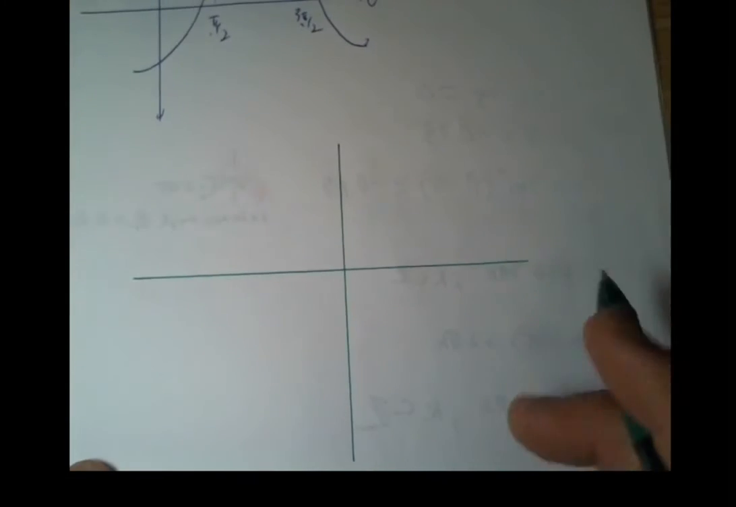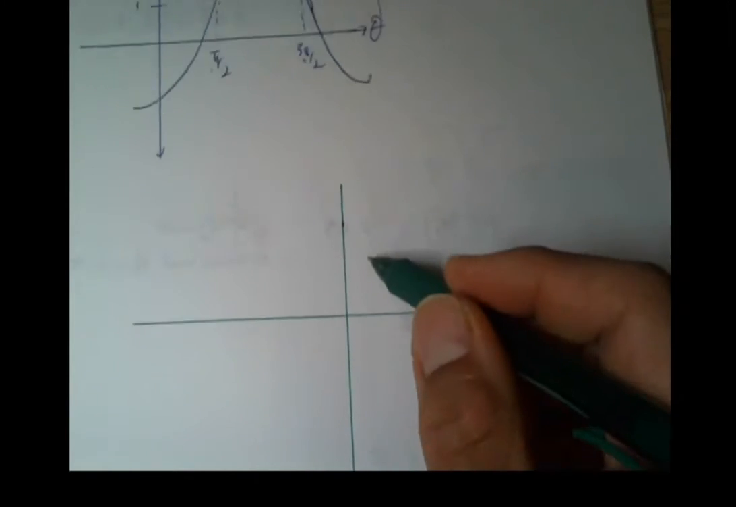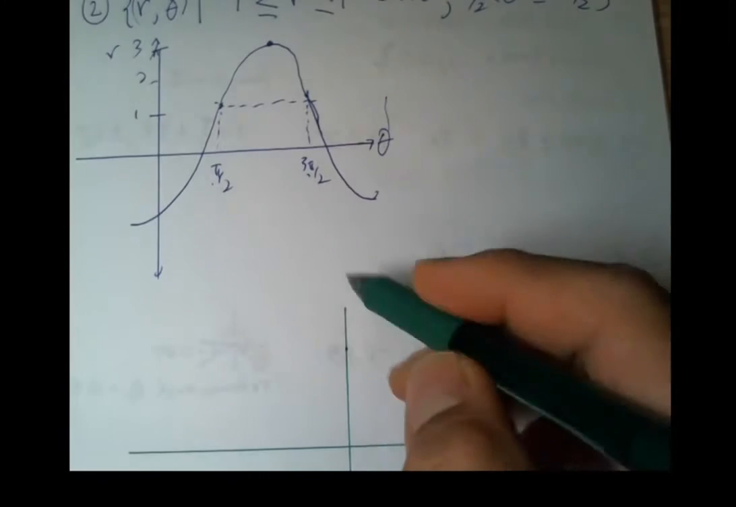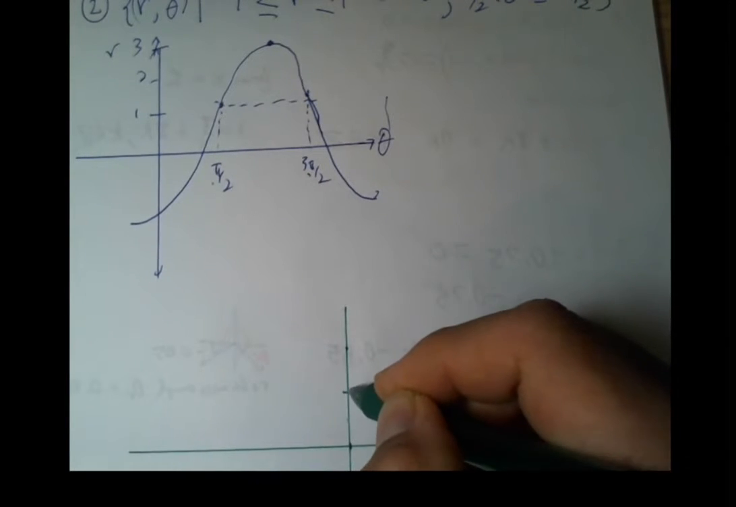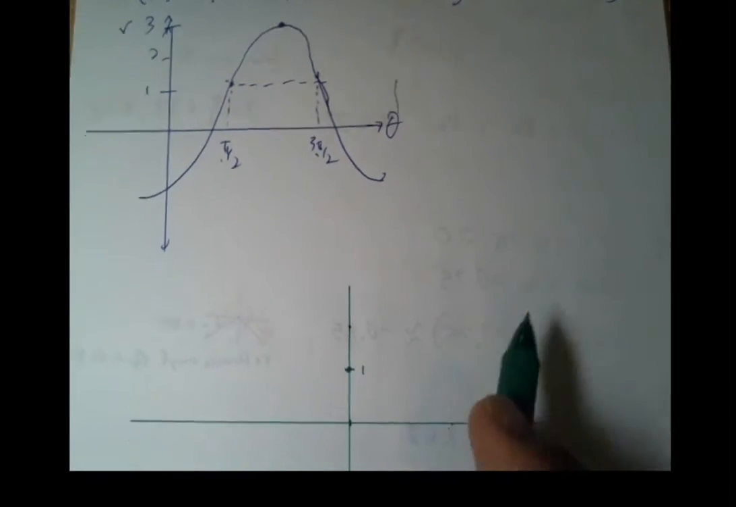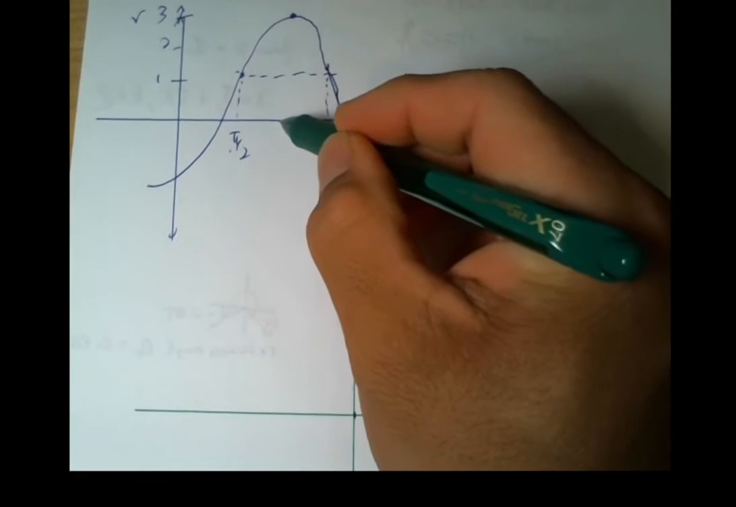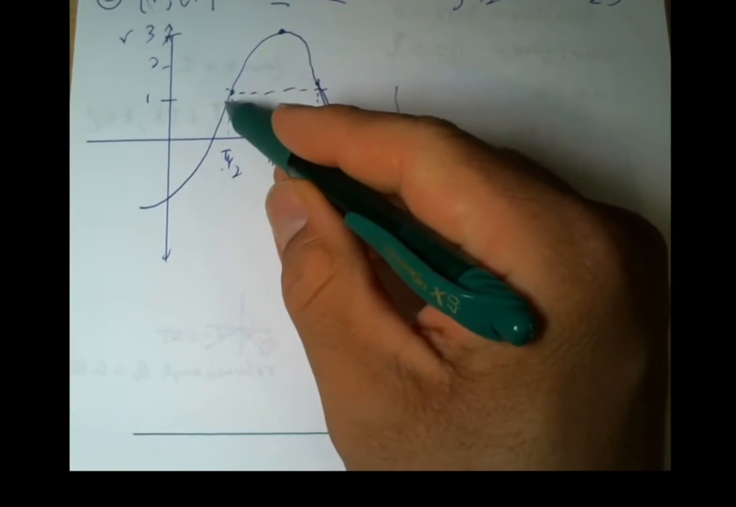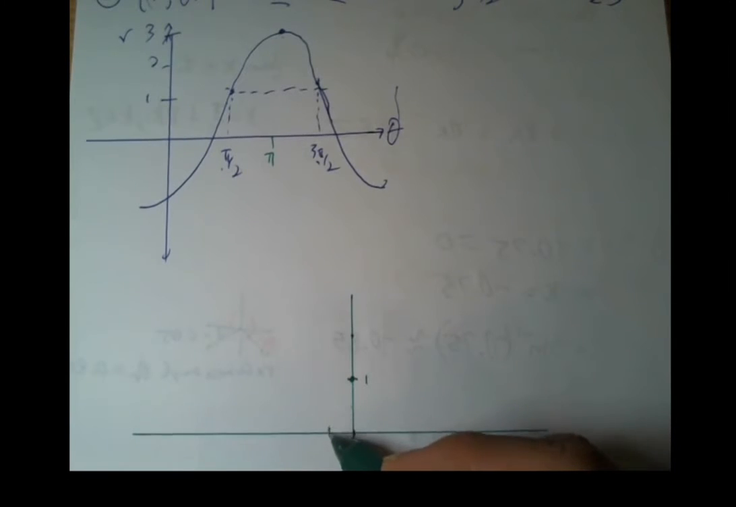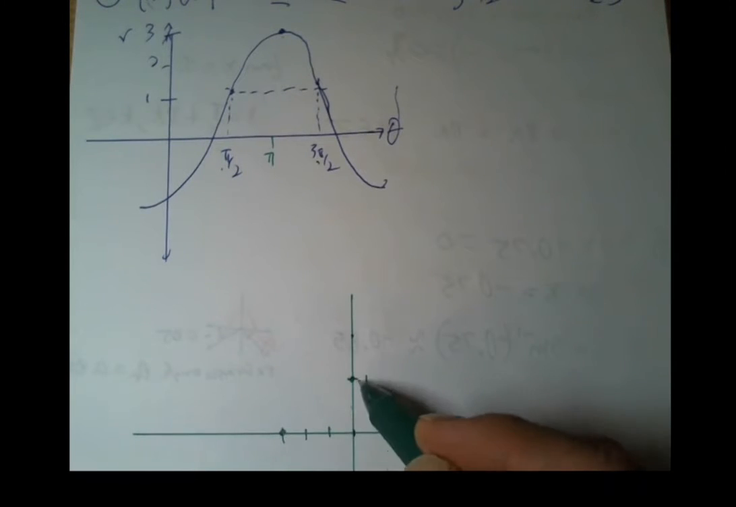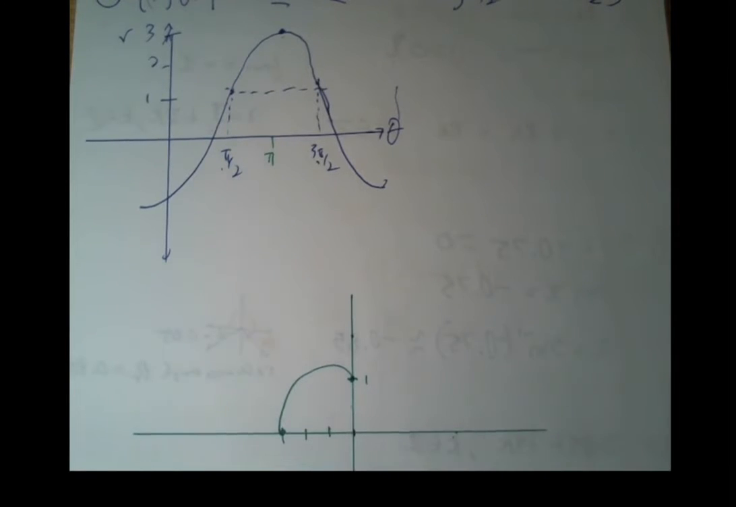Measured from the positive x-axis, pi over 2 is here, so we're going to start here. At pi over 2, the value of r is 1. So if we call this 1, we start there. And we notice, what happens to r? This point here is pi. It increases to its max value of 3 at pi. So if this is 1, 2, 3, I know that it increases to its max value of 3.